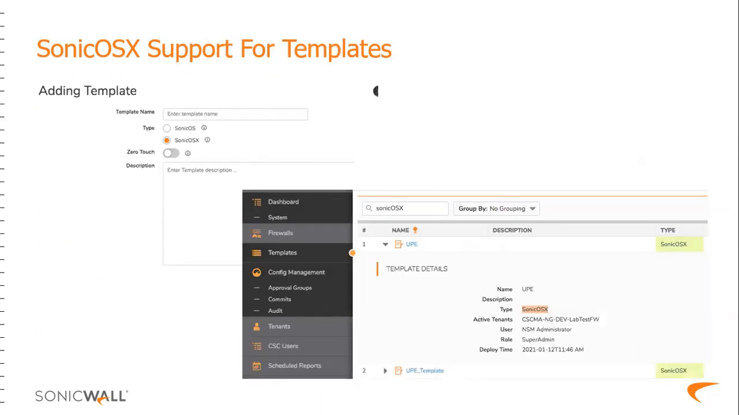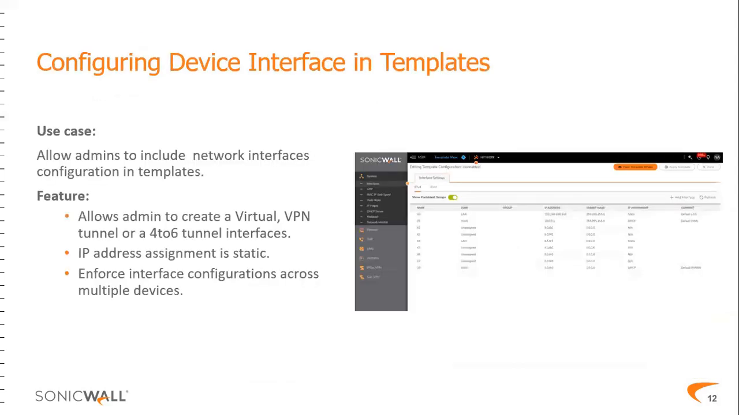So this is the SonicOS X supported template. You can configure the device interface in the template, so it allows you to include your network interface configuration in the template. You can create, for example, a virtual or VPN tunnel interface. The IP address has to be static. It will enforce the interface configuration towards all or multiple devices for your firewall.